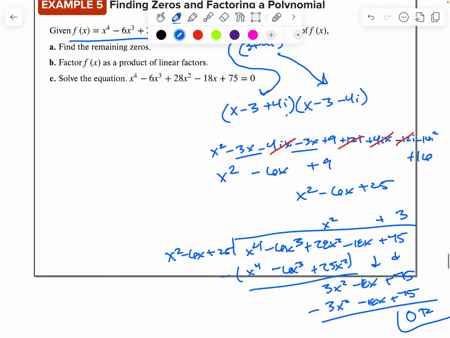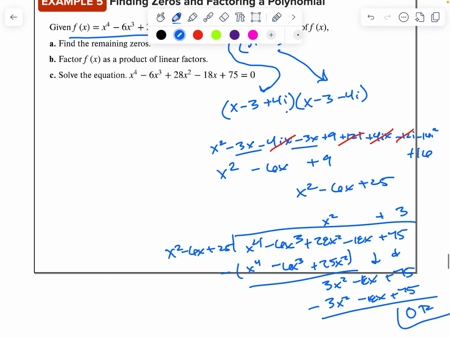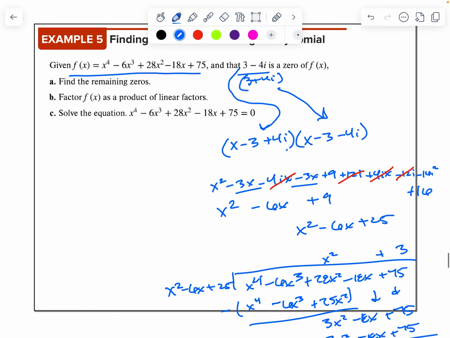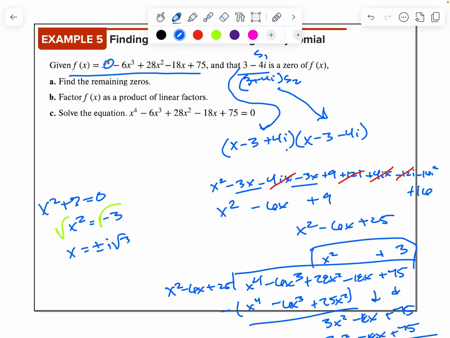All right, now it says write it as a product of linear factors. Find the remaining zeros, part A. All right, so these are two factors. These are two solutions, right? Solution 1, solution 2. I need 4. My other two solutions are going to come from here. So x squared plus 3 equals 0. x squared equals negative 3. Again, I can square root on both sides. So then x equals plus or minus i square root 3. There's all 4 solutions.